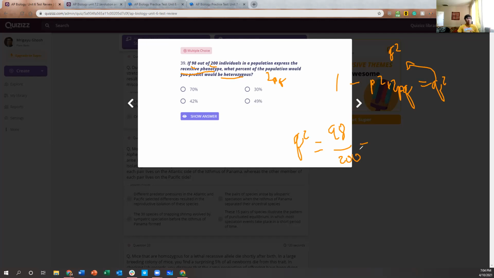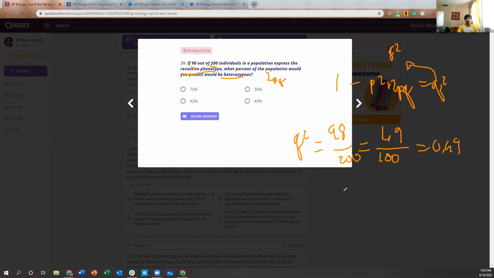Let's just do some math to solve this. First I want to simplify this down to an easy decimal, so I'm going to divide both the numerator and denominator by 2. 98 divided by 2 is 49, and 200 divided by 2 is 100. You can check that easily. So 49 over 100 is 0.49.